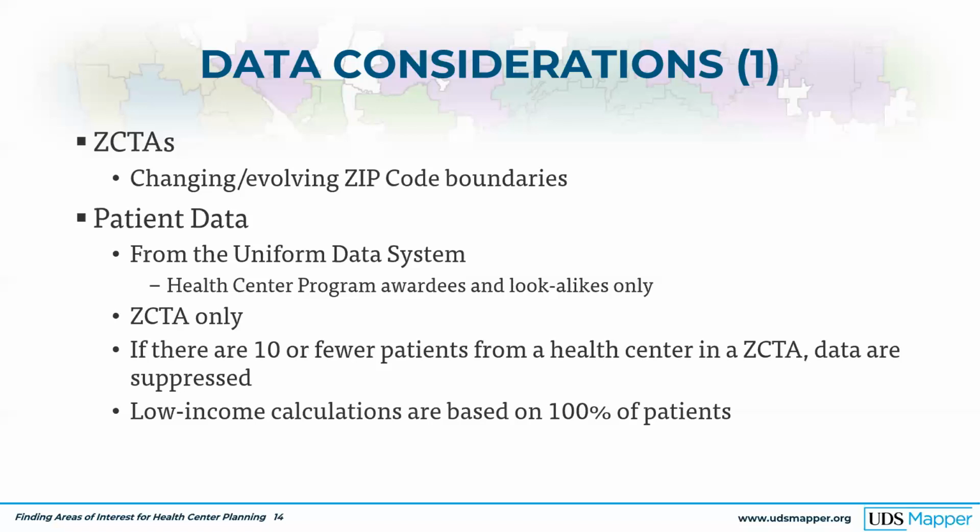Fourth, when a health center doesn't report 11 or more patients in a given ZCTA, those patients are not included in the analysis of that ZCTA. This is done to leave out service area outliers and protect patient confidentiality. Also, please note that the UDS data do not provide direct information on patient income at the zip code level. So low income penetration calculations in the UDS Mapper are based on the assumption that 100% of health center program patients are low income. Nationally, in 2018, 91.3% of all health center patients of known income were low income. So we're comfortable with this assumption.